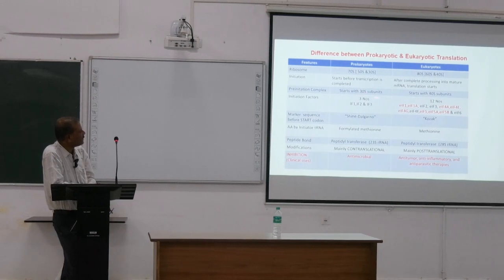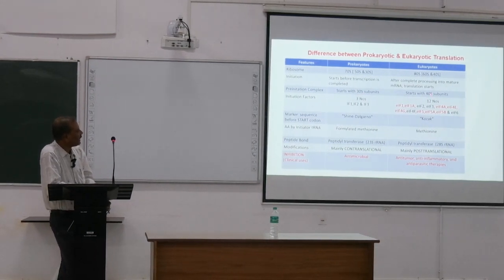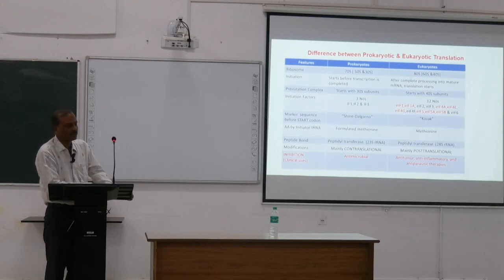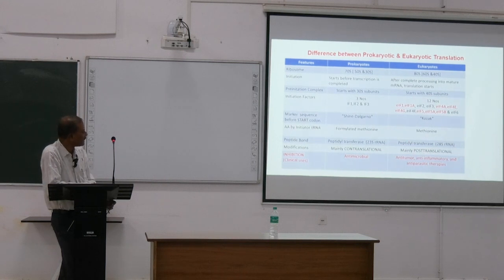And the pre-initiation complex, here it is the 30S subunit, there it is the 40S subunit, that forms a 43S pre-initiation complex. And initiation factors here in prokaryotes are only 3, but in eukaryotes there are 12. The marker sequence you must remember, in prokaryotes it is Shine-Dalgarno and here it is the Kozak sequence. And the amino acid is formylmethionine in prokaryotes and methionine in eukaryotes, and the peptide bond is formed by peptidyl transferase, but that is by 23S rRNA. Here peptidyl transferase is also there, but it is 28S rRNA. And the modification is co-translational, meaning transcription and translation occur together. In eukaryotes it is post-transcriptional, mainly post-transcriptional.